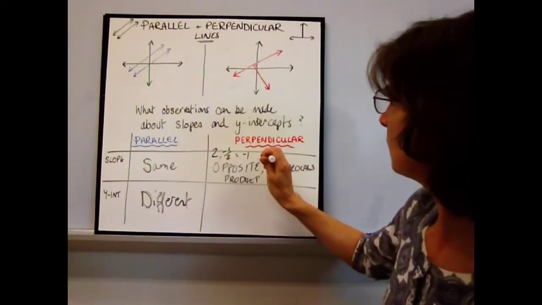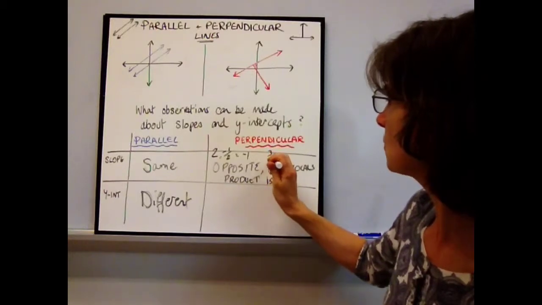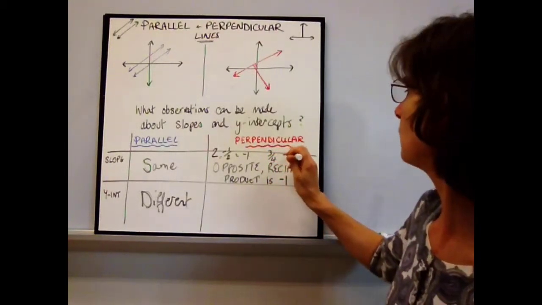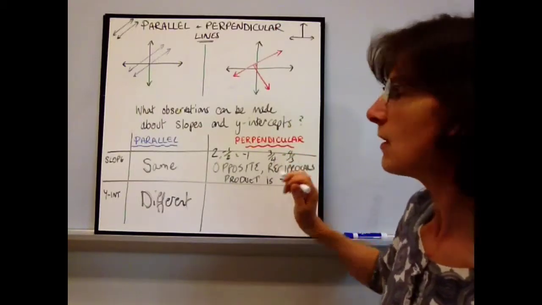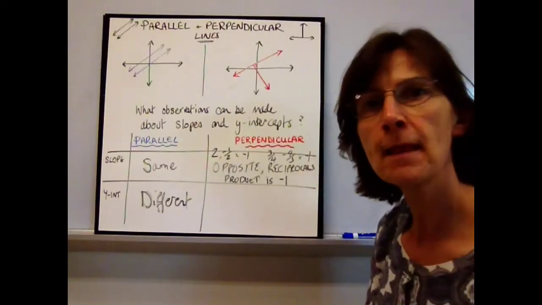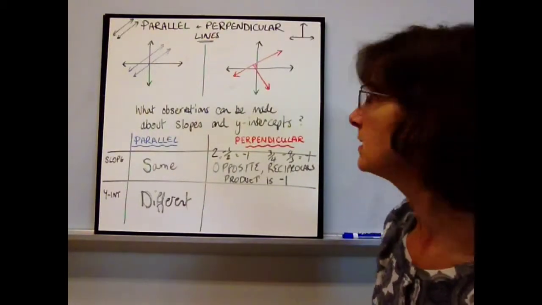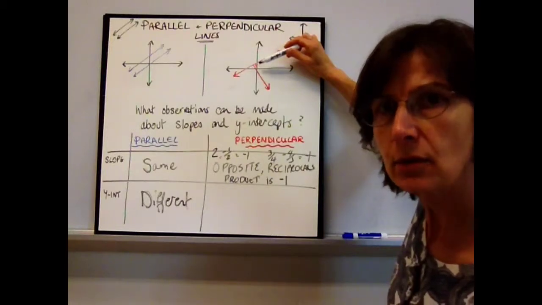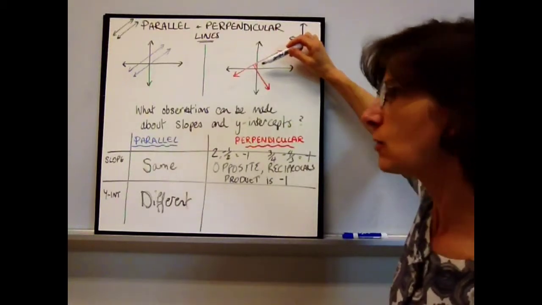Another example, maybe we had a slope of 3/4. Opposite of that would be negative. Reciprocal of that would be 4/3. And if I multiply those together, I will get -1. So, perpendicular lines, like here, the slopes are opposite reciprocals. The product will equal -1.